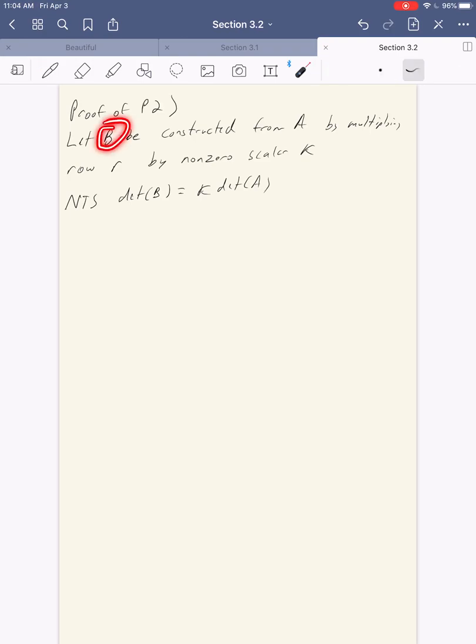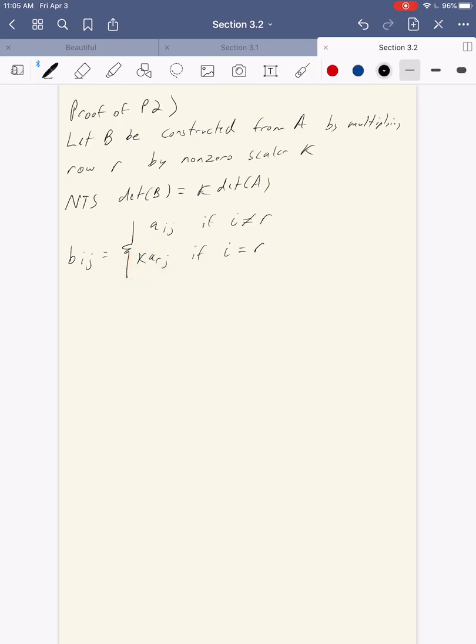So proof of P2. P2 says let B be constructed from A by multiplying row R by non-zero scalar K. What we need to show is that the determinant of B is K times the determinant of A. So let's talk about the elements of B based on the fact that we're only multiplying row R by non-zero scalar K. So Bij is Aij if i does not equal R, and is K Arj if i equals R. In other words, all the elements of B are the same as the elements of A, unless you happen to be in that rth row, in which case you multiply by that scalar K.